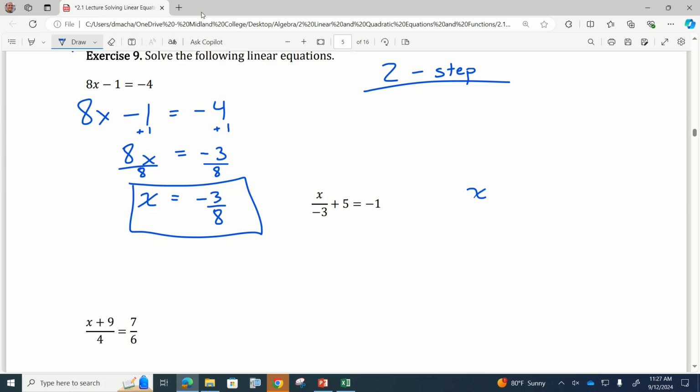What about this? What's my first step if I want to solve x divided by negative 3 plus 5 equals negative 1? Remove the 5. I'm going to subtract 5 from both sides of my equation. I get x over negative 3 is equal to negative 6. What's my second step? Multiply by negative 3. So multiplying by negative 3, the negative 3's cancel on the left side, and on the right side I get 18.